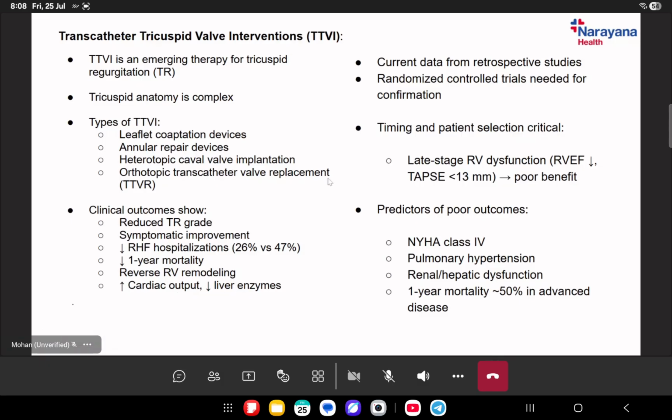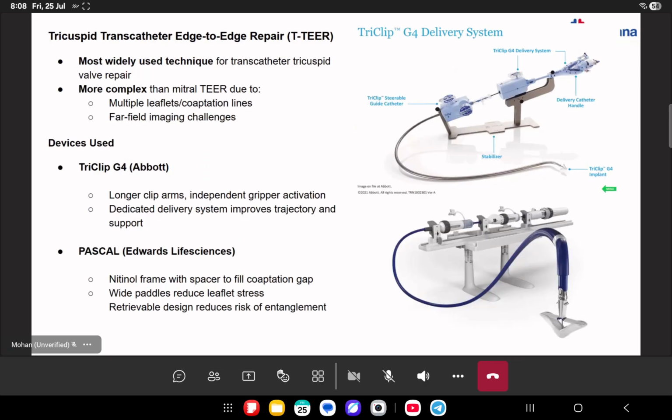So current data is all from retrospective studies. Randomized controlled trials are needed for confirmation. Timing and patient selection is critical, and predictors of poor outcomes are the same as in all stage 5 diseases. Transcatheter edge-to-edge repair (TEER) is the most widely used technique for tricuspid valve repair. It is more complex than mitral TEER due to multiple leaflet coaptation lines and far-field imaging challenges. The imaging is difficult, and due to multiple coapting lines, the results are more varied.